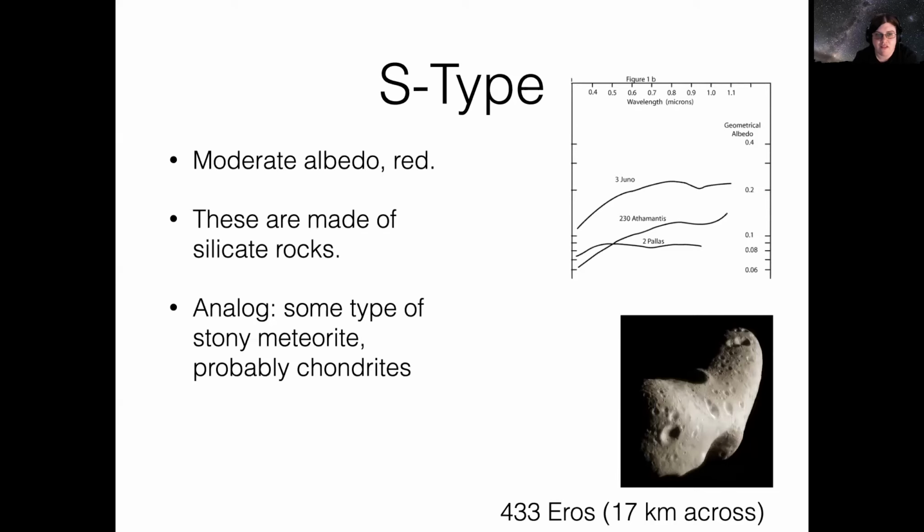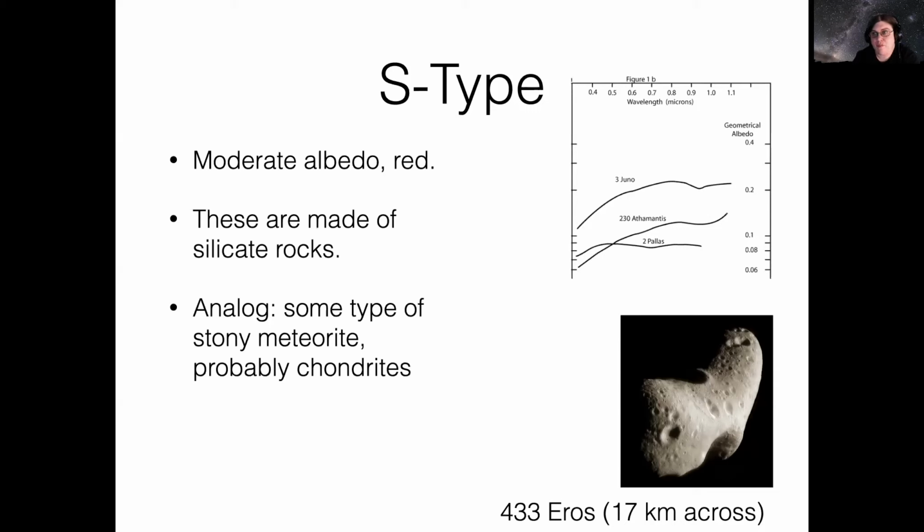You have S-types, S for stony or silicate, which tend to be brighter, but they also still are pretty red. Again, here are some examples. Juno, Athamantis, and Pallas, we think are S-type asteroids. Eros is an S-type asteroid. It's another one we visited with spacecraft. And we think these are made of silicates. So their analog would be some type of stony meteorite.